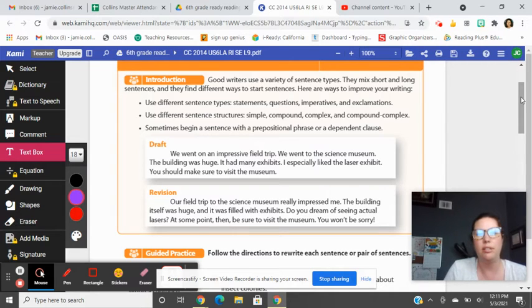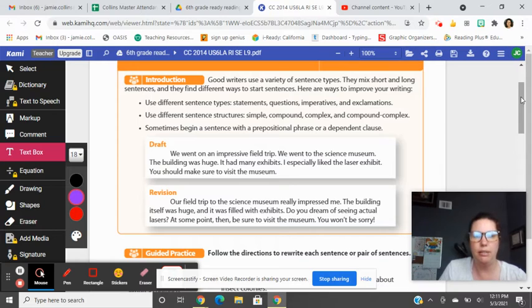So a dependent clause is kind of like what we've been learning about with algebraic expressions, how we have independent and dependent variables, right? One depends on the other to be solved. It's the same thing. In a sentence, a dependent clause depends on the independent clause to make sense in your sentence.